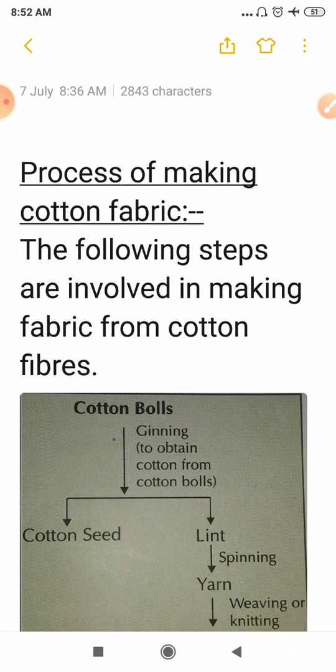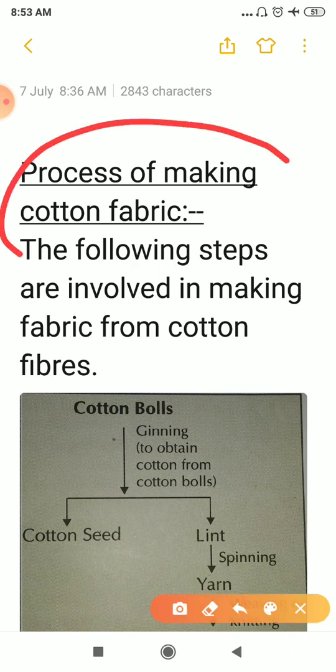How we get cotton fabrics we have already discussed. Now we will discuss the process of making cotton fabric from cotton fibers. What is the process? The process is the same that we have discussed earlier. First we obtain cotton fibers from the cotton plant. After that, from cotton fibers we make yarn, and from that yarn we make fabrics.